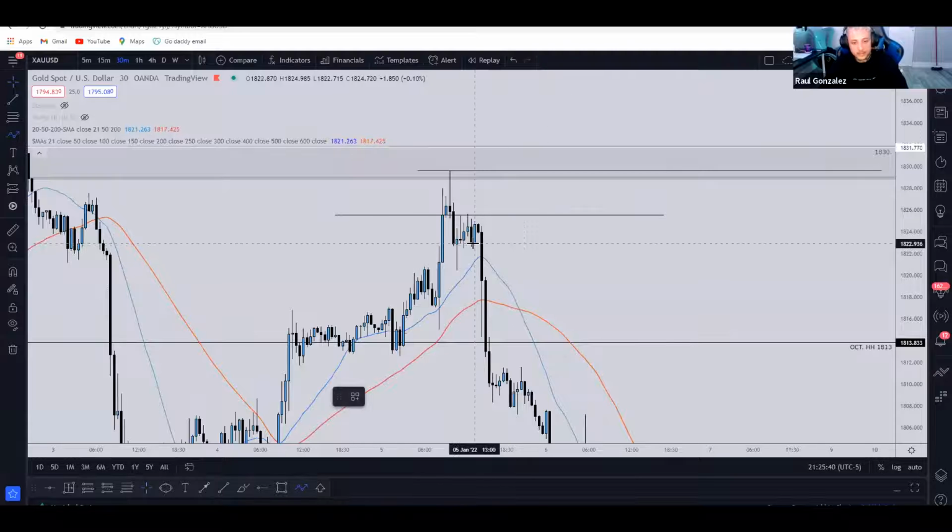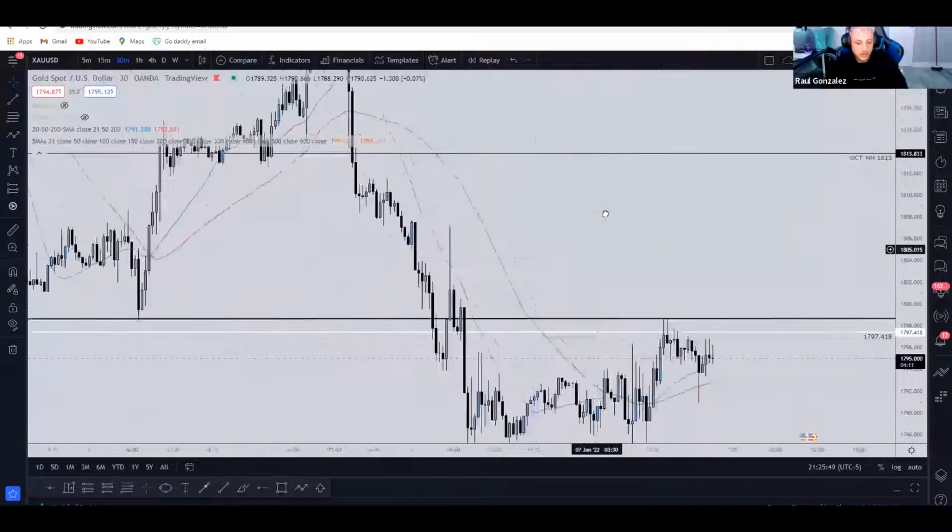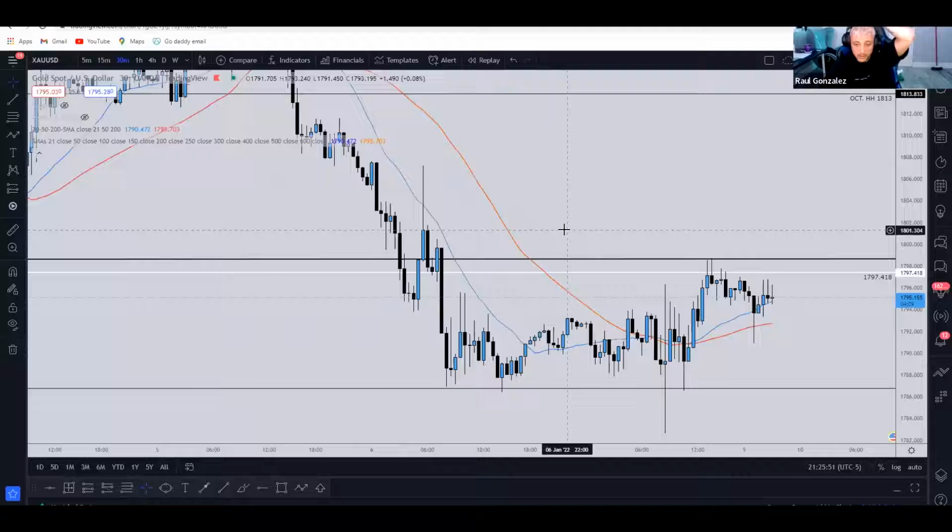I wouldn't have been able to take this, because knowing me, it's too far away from my resistance level to begin with for me to even want to take the position. So I wouldn't have been able to take this. I probably would have been able to take this if I was looking at the market at that time.